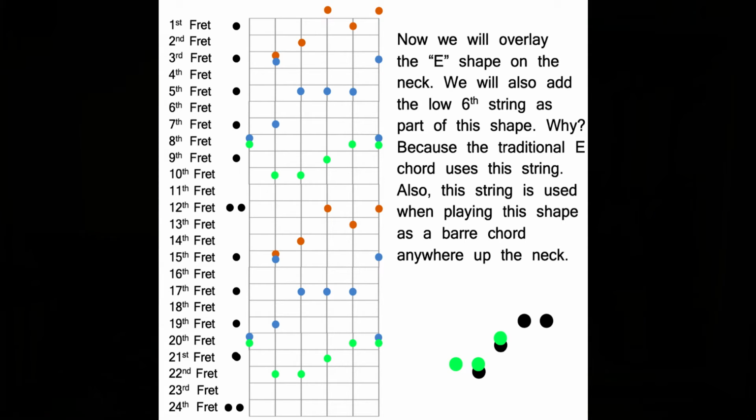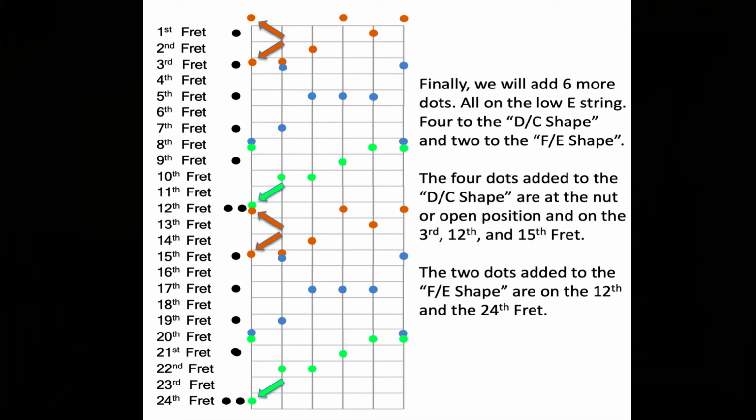Now what I'm going to do is look at this neck and highlight some connection points. And the reason I'm highlighting them is because I want you to see that we've added some things. If you look at the DC shape, we've added 2 notes. 1 on the open E string and 1 on the 3rd fret of the E string. We've also done that at the 12th fret because remember, anything that's open repeats on the 12th fret.